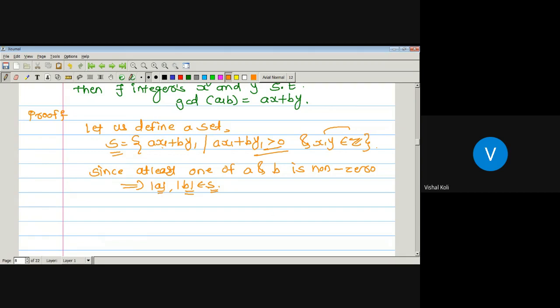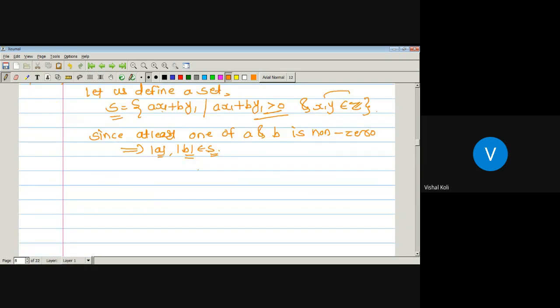Same for modulus of B. If A equals 0, then keep the value of y1 as 1, then modulus of B is a member of S. So as here either A or B is non-zero, modulus of A and modulus of B belong to S. That is, as here there exists an element which belongs to S, it means that S is a non-empty set. So S is non-empty.